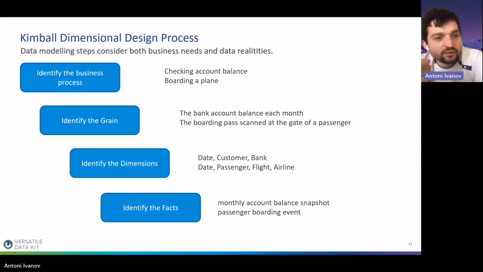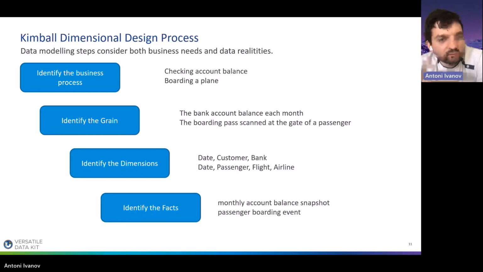Since we have sort of defined our business process, including the customer boarding the plane, now we can provide better context for it, like answer the questions what, how, where, when, which will give us our dimensions: date, passenger, flight, airline. And finally, the fourth step is identifying the facts, where you identify what kind of exactly fact tables you need.